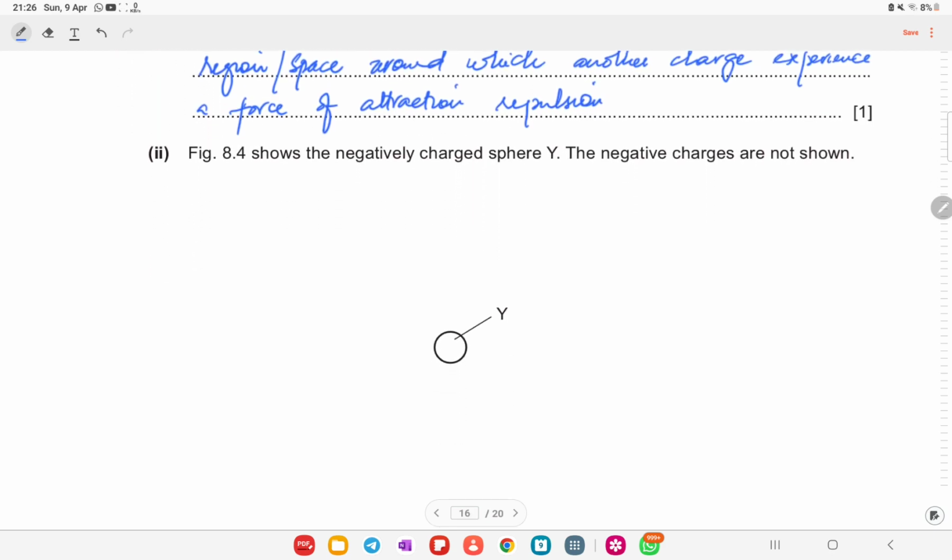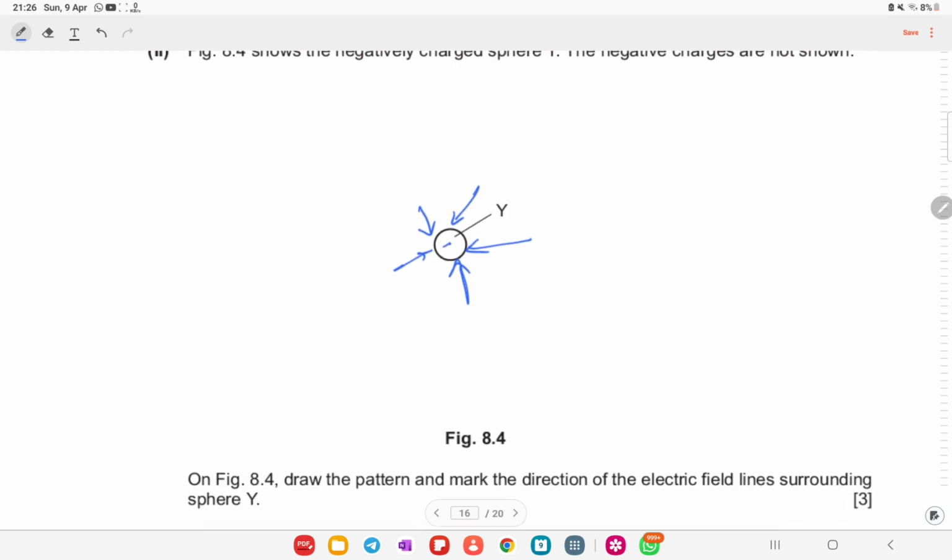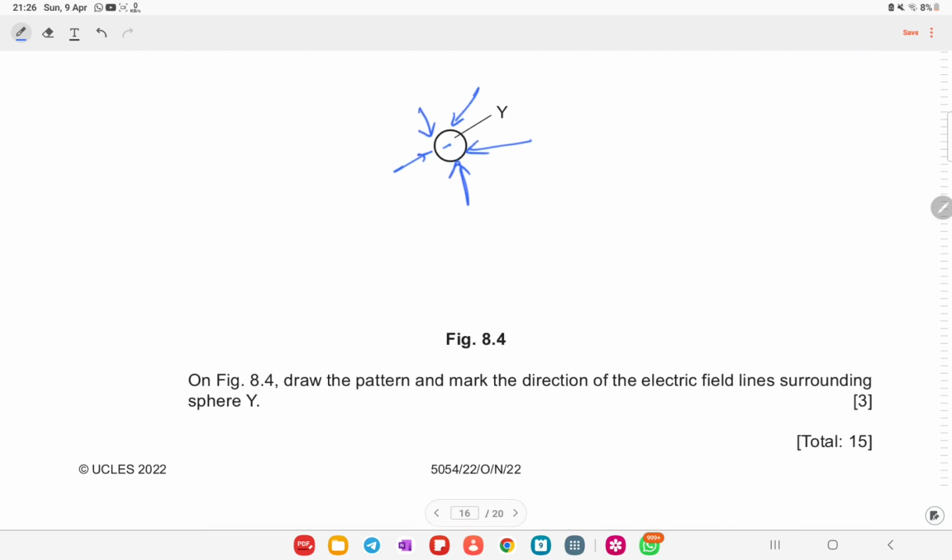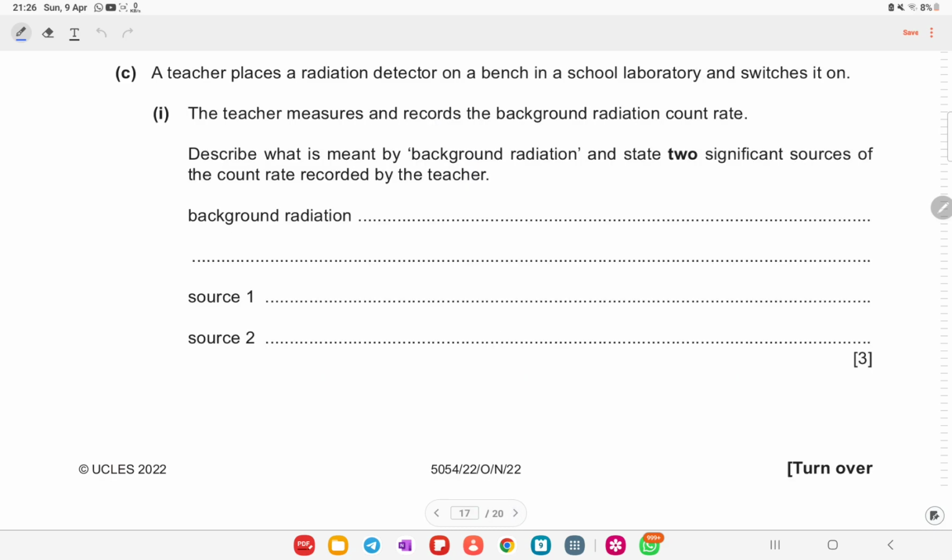The figure shows a negatively charged sphere. So all the arrows are going to come towards this. This is what you have to draw.